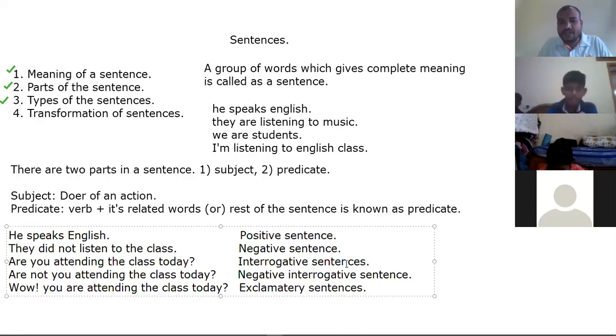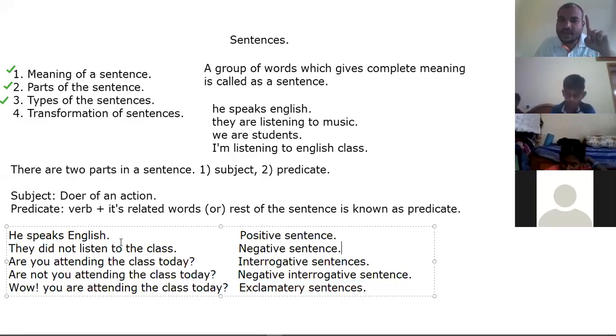Okay. So now tell me, what are the types of sentences out there? Positive sentence, negative sentence, interrogative sentences, and then exclamatory sentences. So these are the types of sentences we need to keep in mind. So positive means there is no negative word.